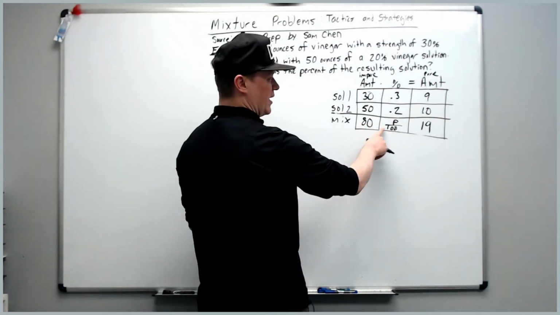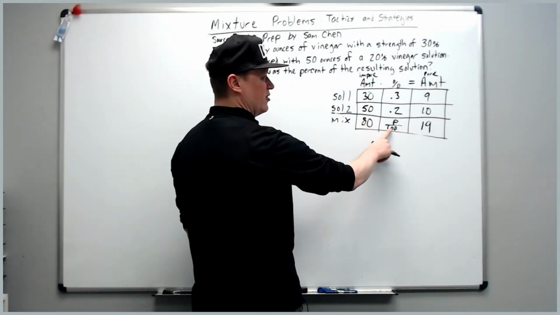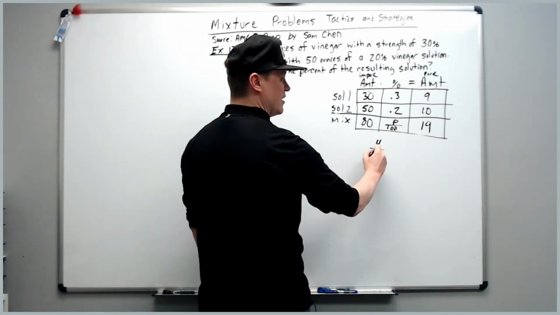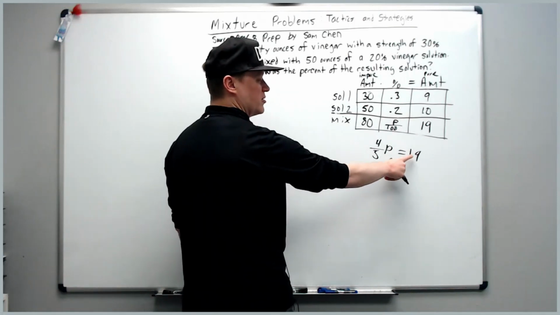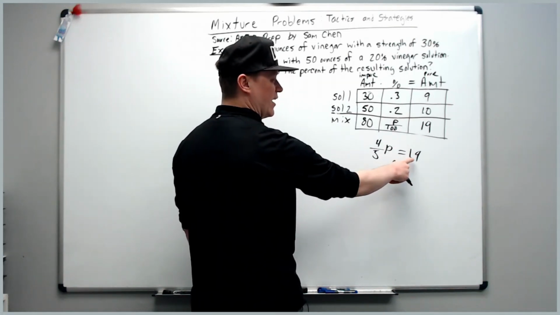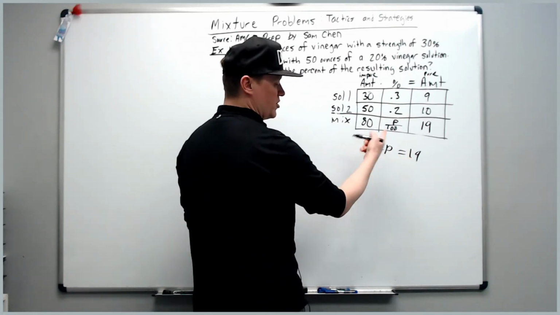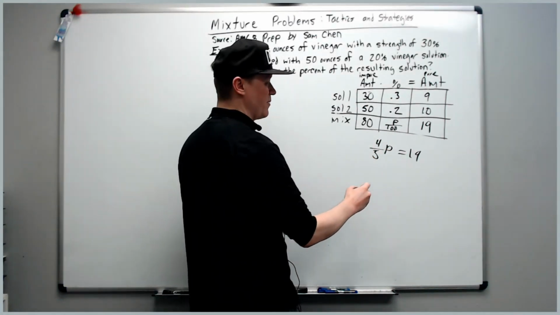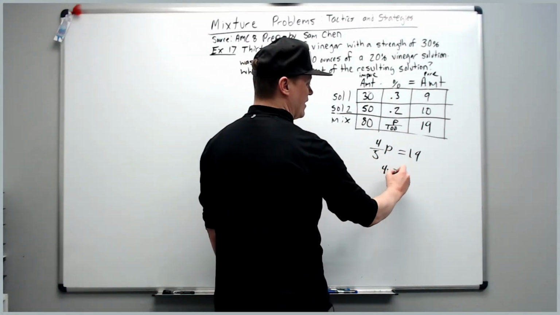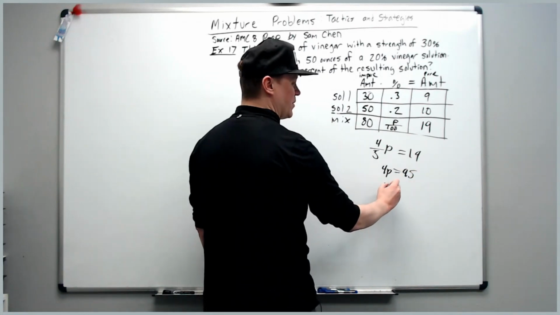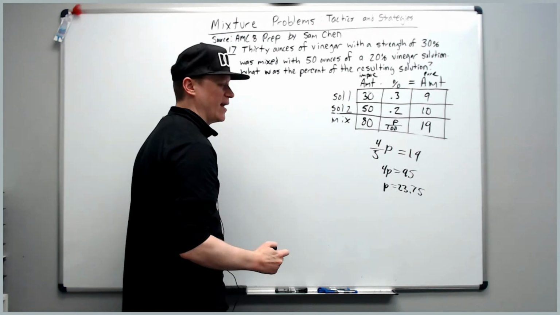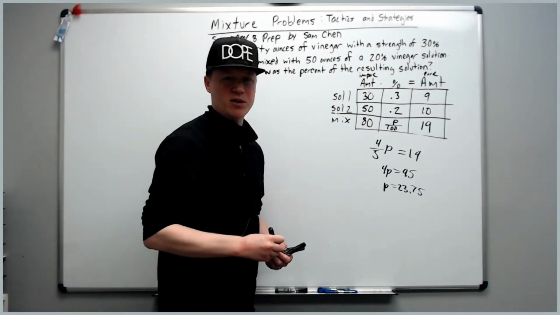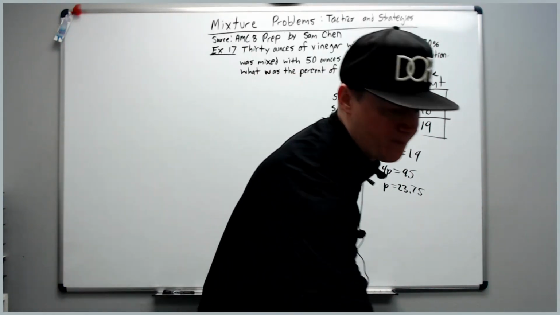So 80 over 100, you multiply across. 80 over 100 is 4/5. So I can say 4/5 of P equals 19. Multiply by 5 to get 95, divide by 4, or just multiply by the reciprocal, it does the same thing. 4P equals 95, and P will equal 23.75%. Okay, I will switch to a different problem now.